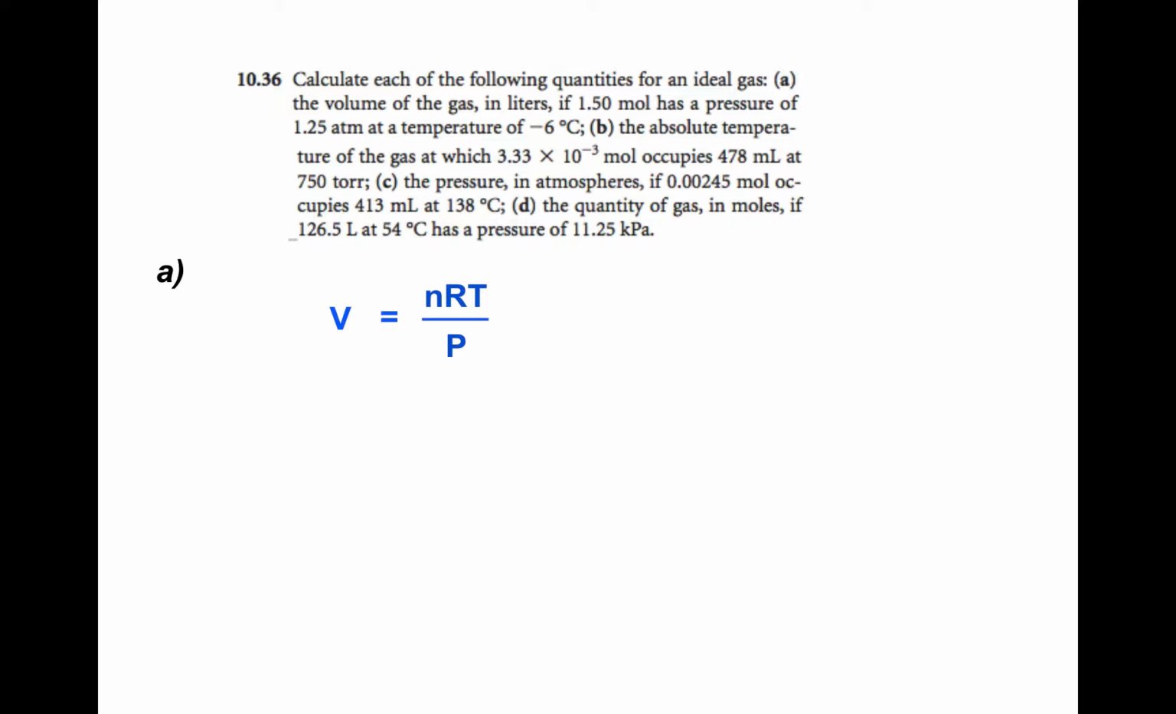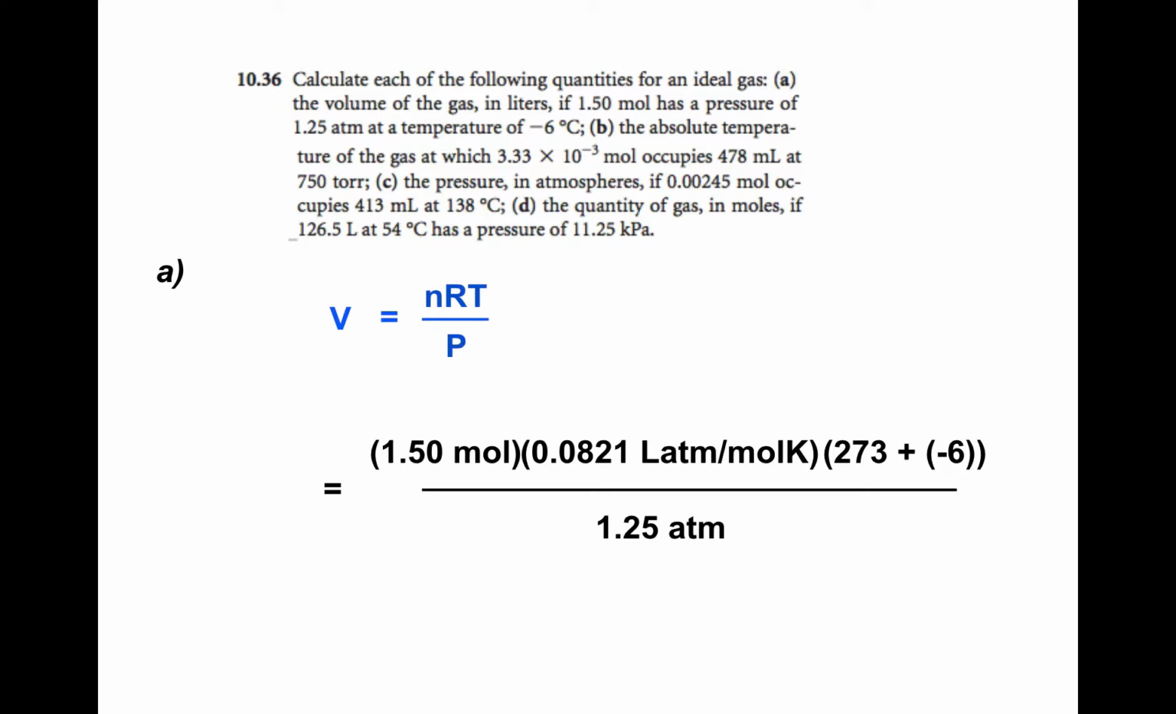Now, the trick to doing these problems is make sure the units match up with R. R is 0.0821 liter atmosphere per mole K, right? So moles is moles. Your temperature has to be in Kelvin, so you add 273 to -6. They gave you the pressure in atmospheres, so plug into this and you can figure out what the volume is at these conditions. B, the absolute temperature, right?